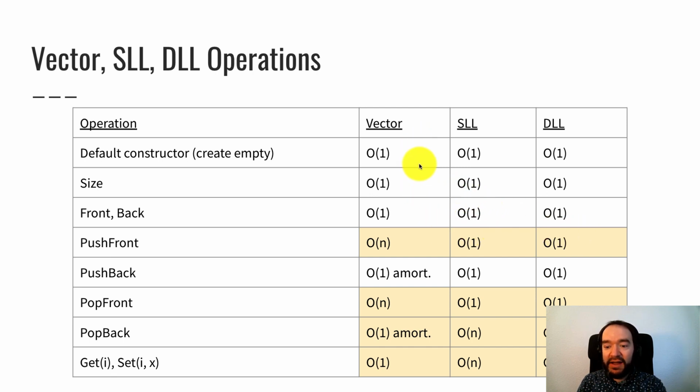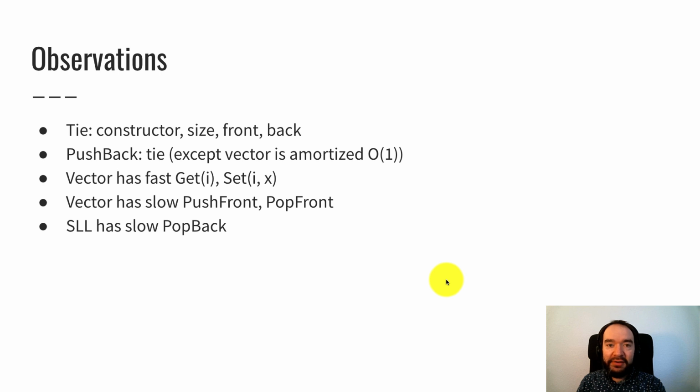You can see there's a lot of ties. Big O of 1 is the best efficiency class, and these data structures are tied for the best possible efficiency class in a lot of places: the constructor, size accessor, front and back accessors, and the push back operation. They're all constant time. The vector is amortized constant time, which is a minor detail, but constant time. There's big differences in these other operations. So let's pick out some observations here. As I was saying, we've got a tie on those operations. Push back is a tie except for amortization.